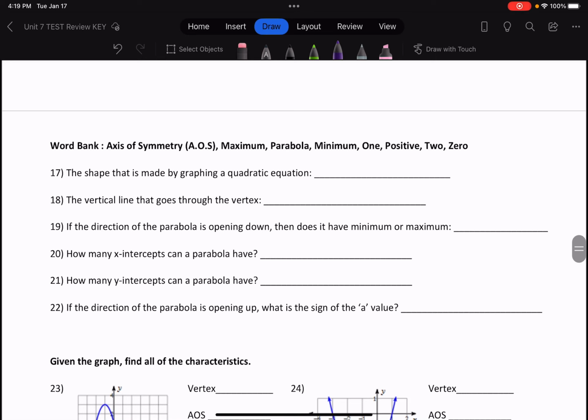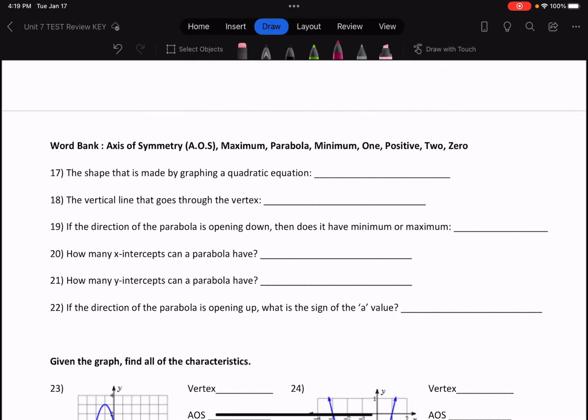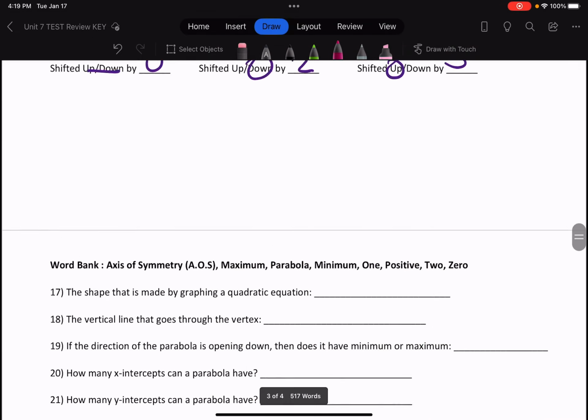And that leads us to some vocabulary. We're going to go ahead and look at these vocabulary terms, and then in the next video, we'll look at the graphs and identifying the key characteristics from the graph. But the shape that is made by a quadratic equation, these should be items that you guys know readily. So using this word bank, the shape is a parabola.